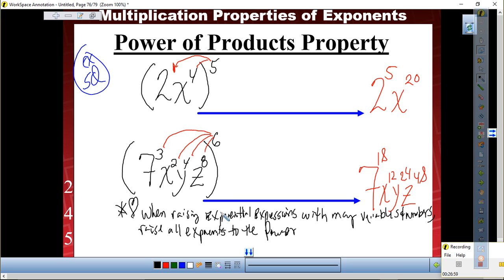Okay, it says, when raising exponential expressions with many variables and numbers, raise all exponents, all of these, to the power, what? The power or exponent outside the parenthesis.